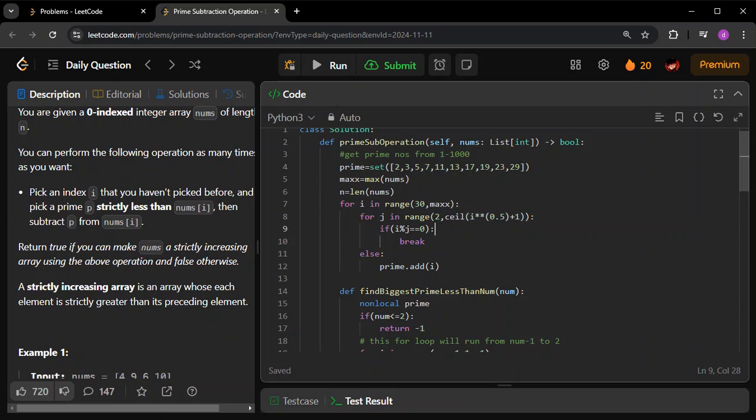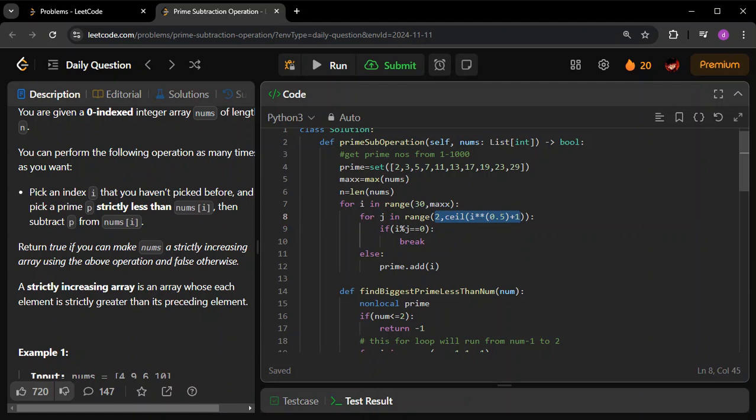For example, let us say 49. What is the square root of 49? It is going to be 7. So 7 is going to divide that, right? So that's why I will go till 8. Starting from 2, you have to write 2 comma 8. Why am I writing 8? Because I need 7 also to participate in the division process. So if I write 8, then 7 will be able to participate.